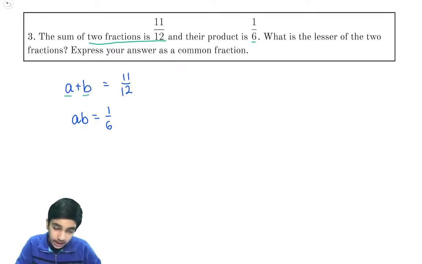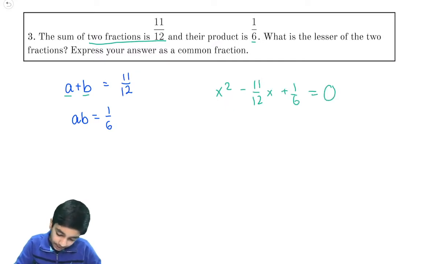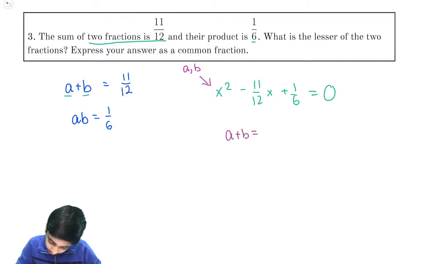So just imagine a quadratic with two roots, a and b. A quadratic that has two roots a and b will be of the form x squared minus 11/12 x plus 1/6 equals 0. a and b will be the roots of this quadratic. The reason is we know that by Vieta's formula, from this quadratic, a plus b is equal to negative negative 11/12 divided by 1, which is 11/12. And the product of roots from this quadratic is ab equal to just 1/6 divided by 1, or 1/6.